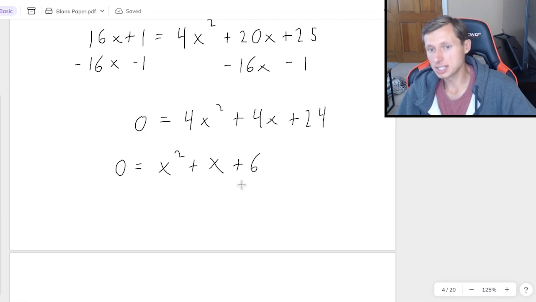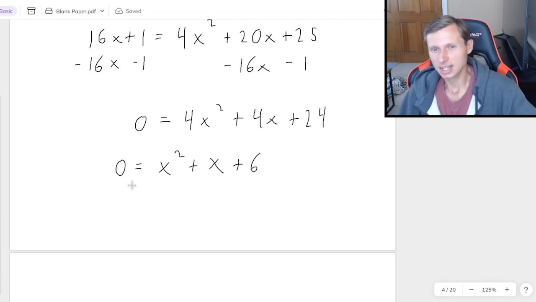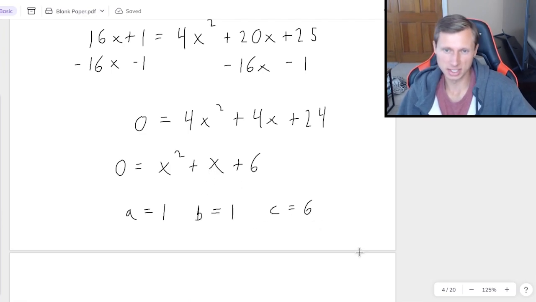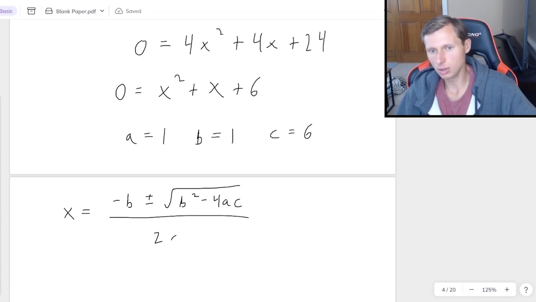If this were minus 6, I could say x plus 3, x minus 2. But since it's plus 6, this cannot be factored, which means the only way I can solve this is our favorite thing in the world. That's right, the quadratic formula. So for the setup, a is the 1 in front of the x squared, b is the 1 in front of the x, and c is the 6 all on its own.